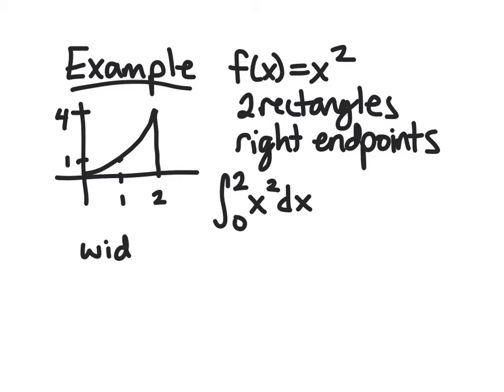So I'll write that down, right? So these are width 1. And so if I want area, I'll put an approximate here. This should be just the sum of two rectangles.